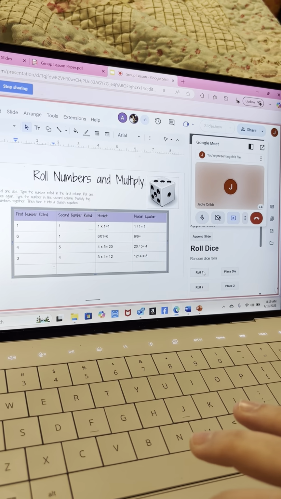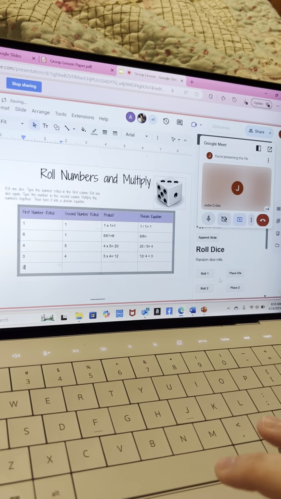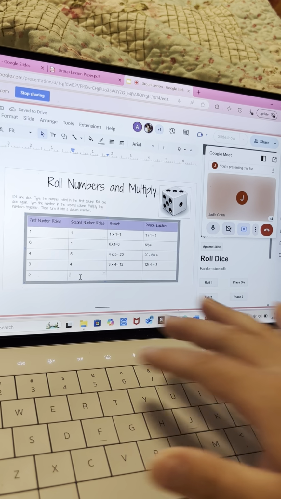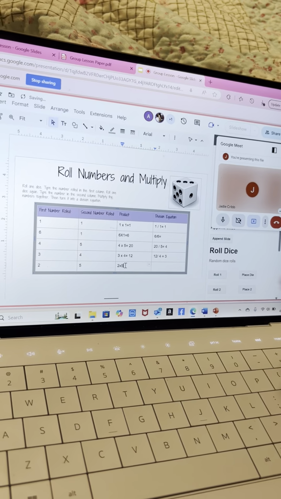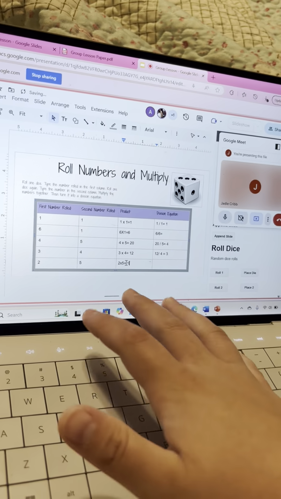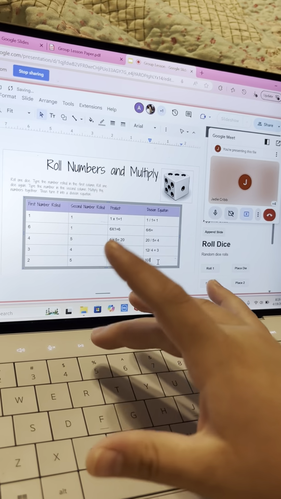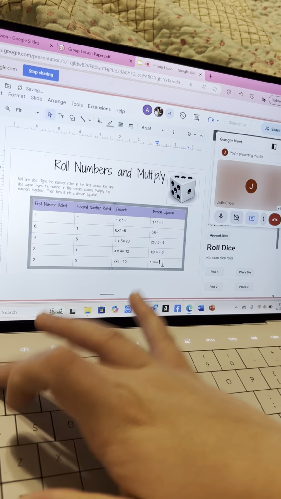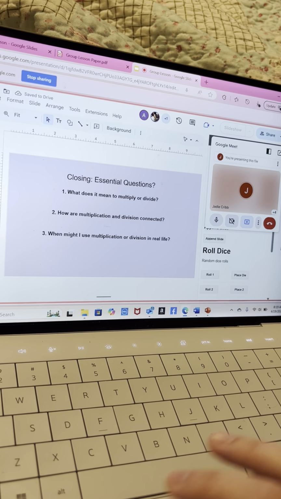We are not doing ones anymore. All right, we have 2 and 5. 2 times 5 is what? 10. And then if I was to do 10 divided by 5, what would that be equal to? 2. Good job. All right, let's move on down.